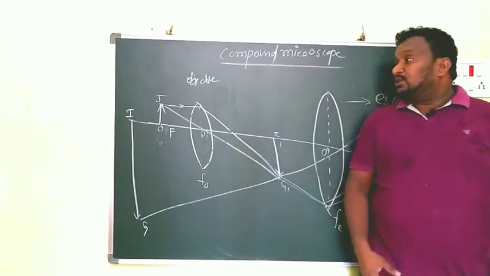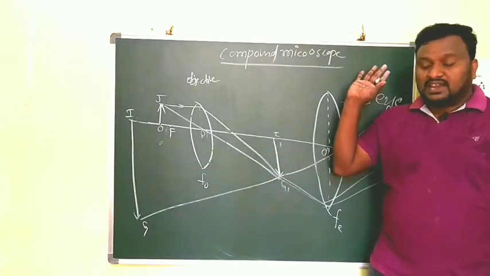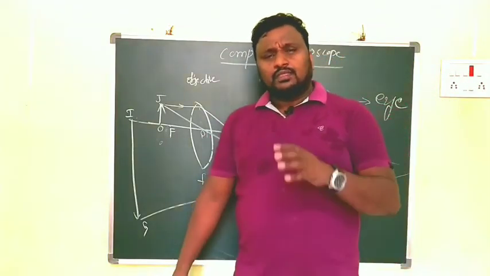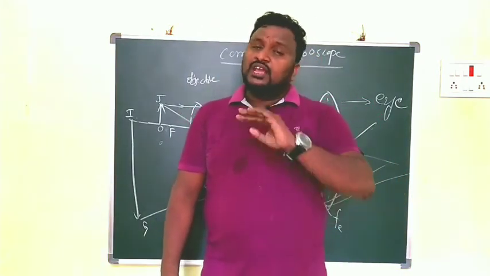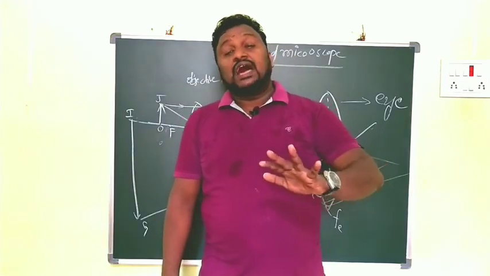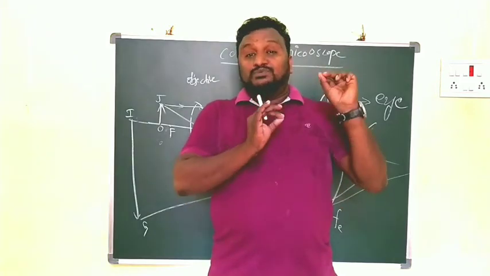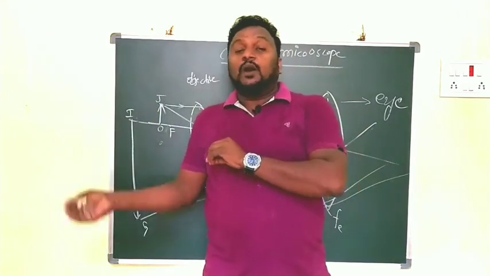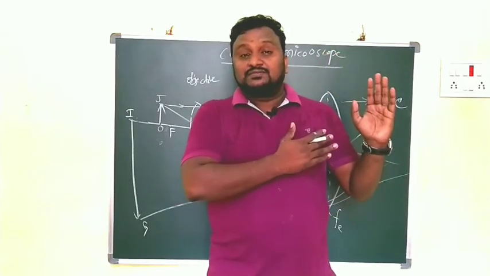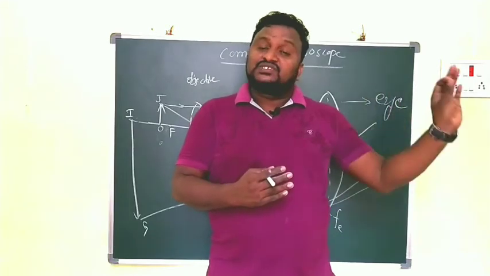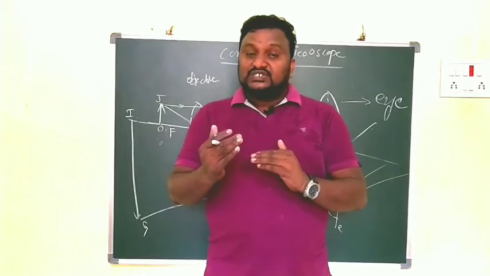So children, this is simply the construction of the compound microscope. Clear children? Very simple. A compound microscope consists of two lenses. They have unequal focal lengths. The lens with less focal length is taken as the objective lens, and that is towards the object. And the lens with more focal length is taken as the eye lens. From that lens only we view the object. Clear?